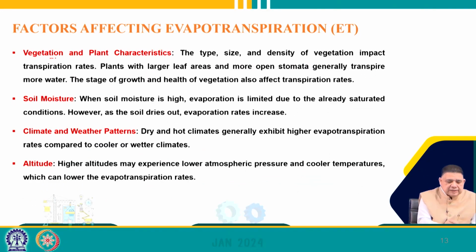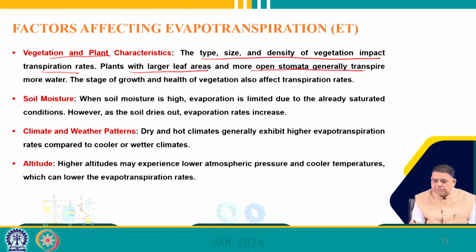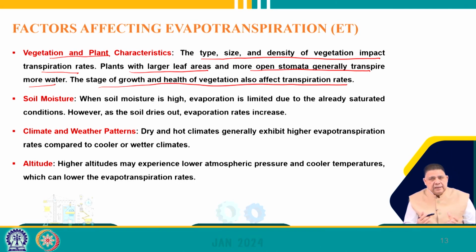Then, of course, vegetation and plant characteristics. The type, size and density of vegetation impact transpiration rates. Plants with larger leaf areas and more open stomata generally transpire more water, and the stage of growth and health of vegetation also affects the transpiration rate. So, if growth is more, and of course, if vegetation is healthy, then evapotranspiration or transpiration losses will be more. Similarly, if the plants have larger leaf areas, there are more stomata, that means more openings, more transpiration.